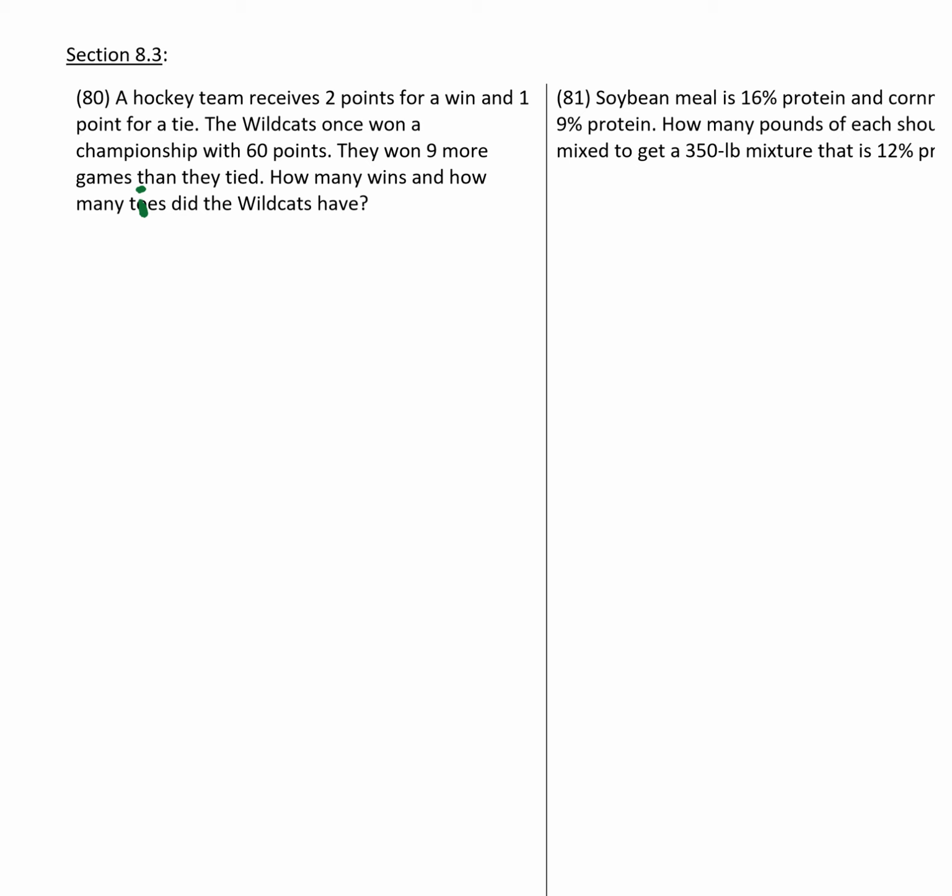Ties, okay. That's the clue right there. I'm going to call, and it's up to you if you want to use X and Y, but this one is kind of clear, W for wins. I'll say W is the number of wins. And then T is the number of ties. Whatever they're asking for, that's what you want your variables to be.